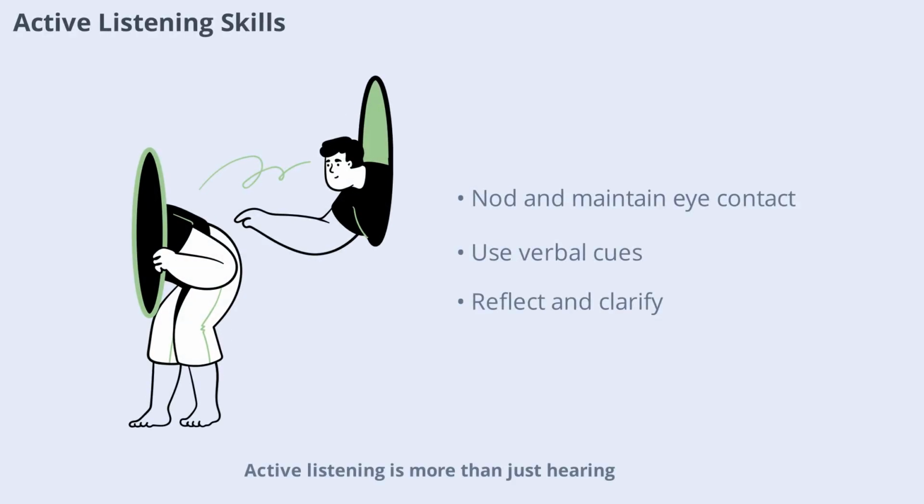Active listening is more than just hearing words, it's about understanding the meaning behind them. Show you're engaged by nodding, maintaining eye contact, and using verbal cues like "I see" or "go on." Reflect back what you've heard to confirm understanding and ask clarifying questions when needed. This not only helps you gather accurate information but also makes the patient feel heard and respected. Active listening is a cornerstone of effective clinical interviewing.